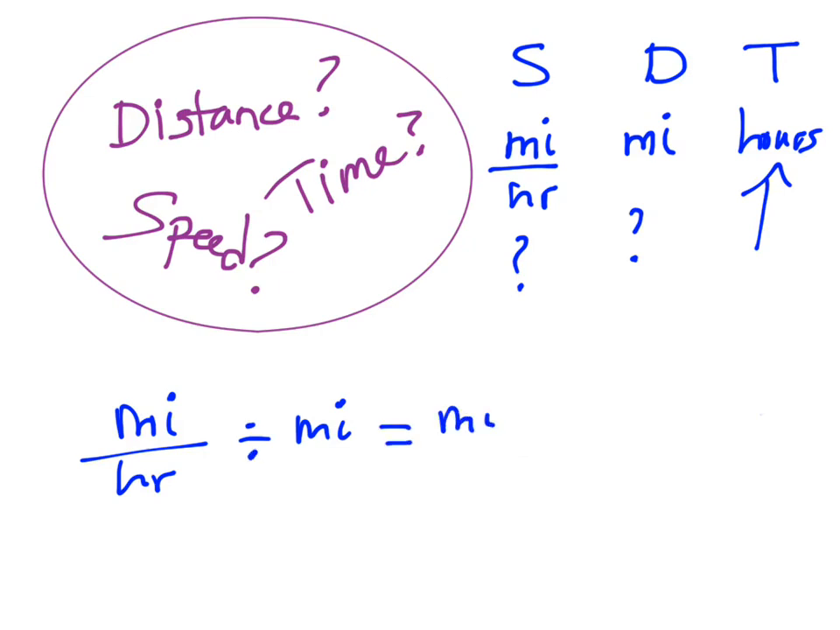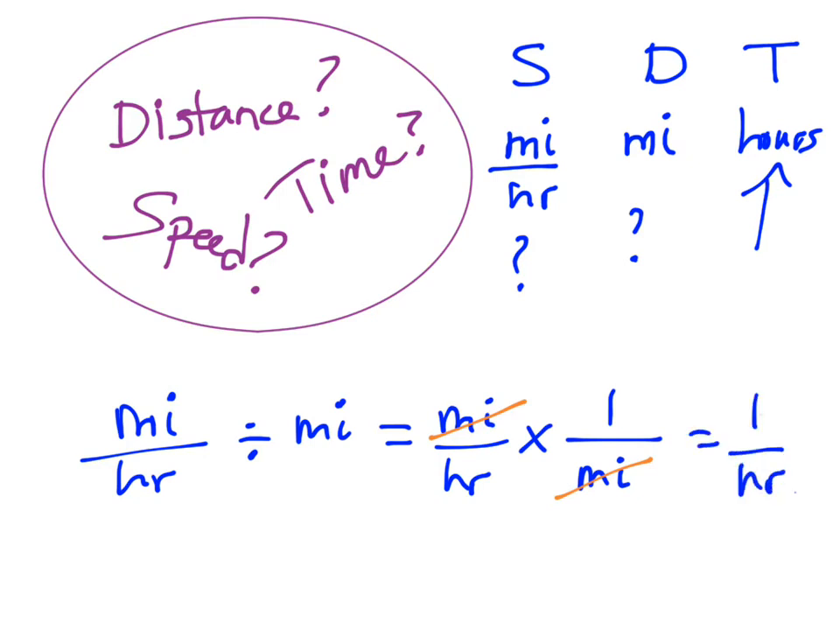So miles per hour divided by miles is the same as multiplying by 1 over miles. Then the miles in the numerator and the denominator cancel, and this leaves us with 1 over hours. That's a little bit weird. It's still not quite correct, but notice it's closer. We at least got rid of miles. But this is flipped. We wanted hours, and instead we have 1 over hours.